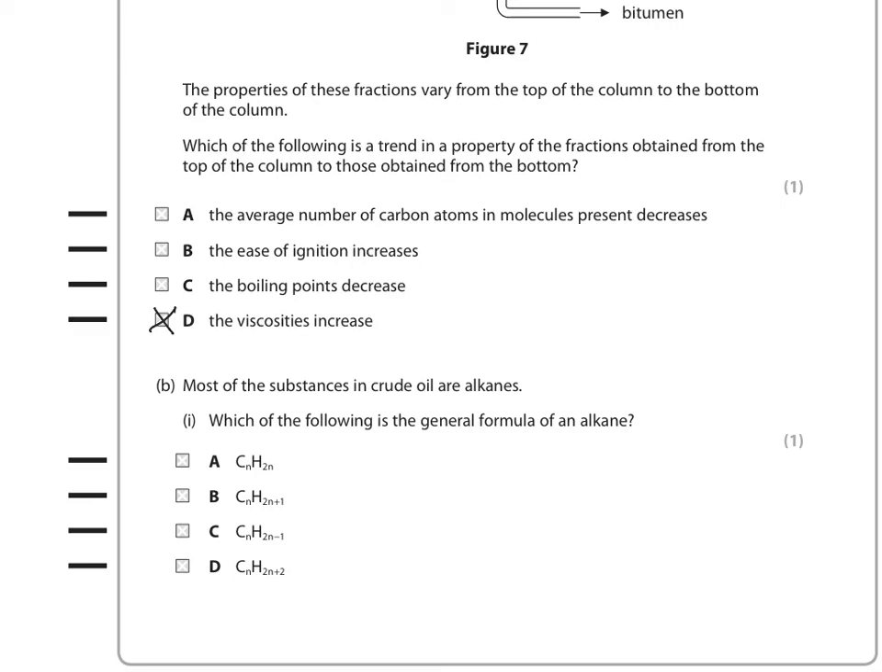Most substances in crude oil are alkanes. Which of the following is the general formula of an alkane? For every carbon, you have 2 hydrogens, and then you've got an extra 2, 1 on each end. So it's CnH2n plus 2. So the answer is going to be D.